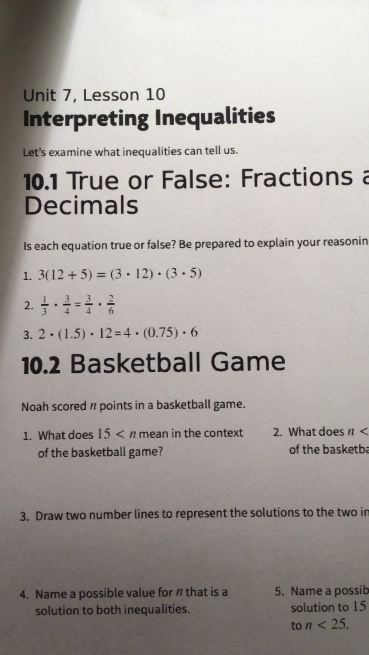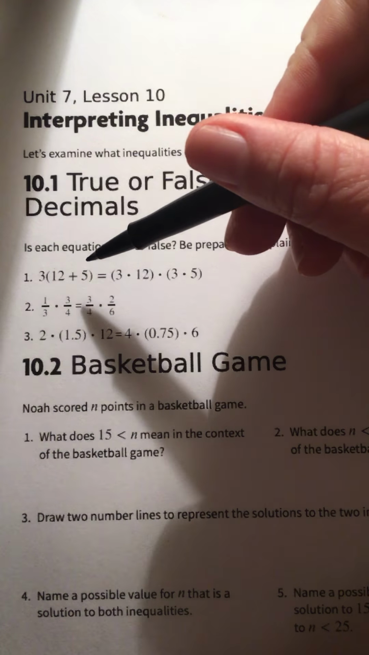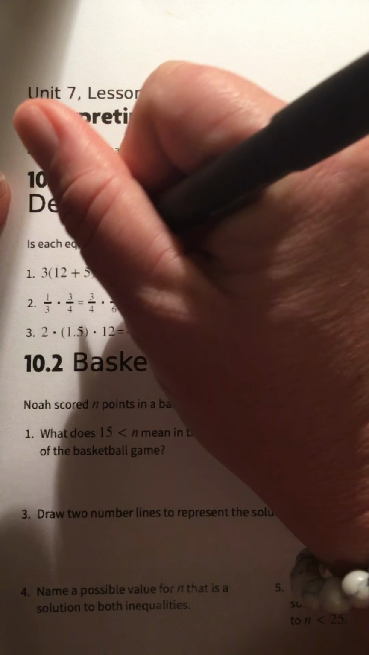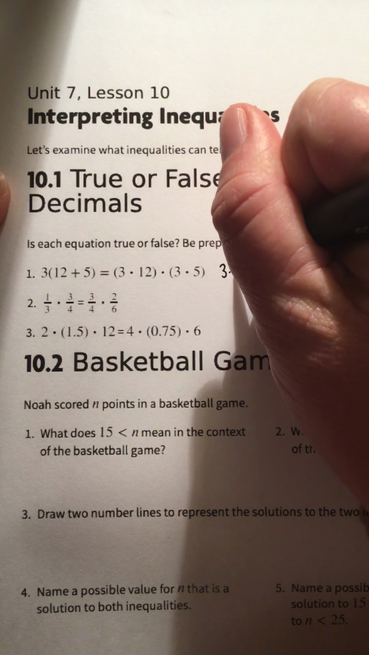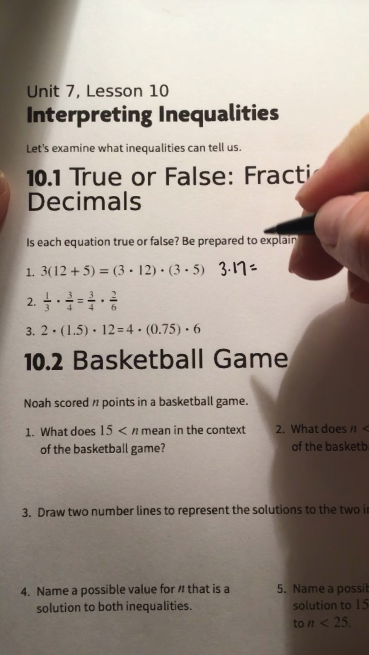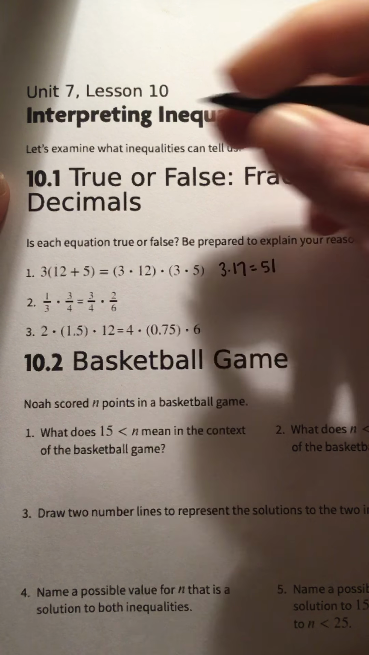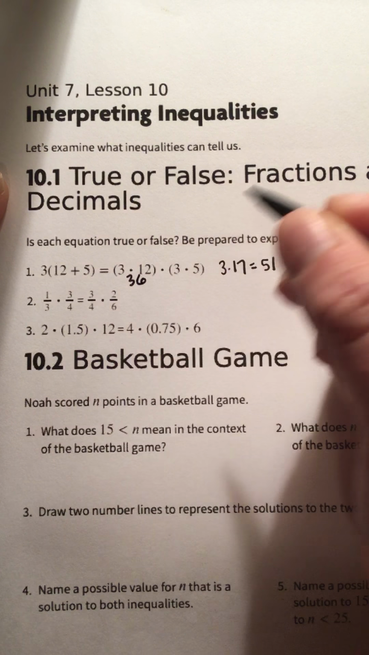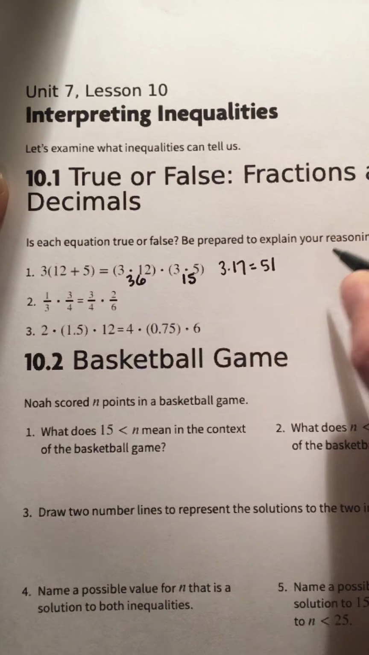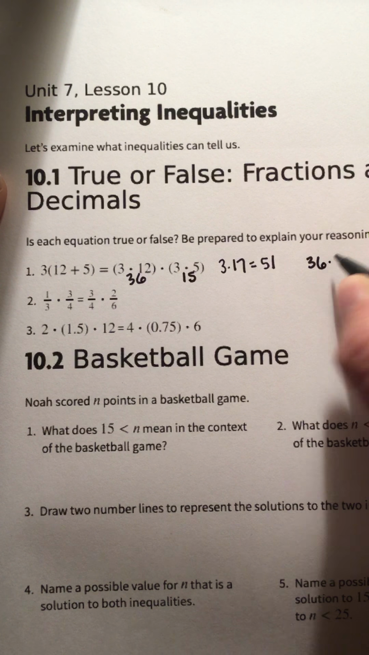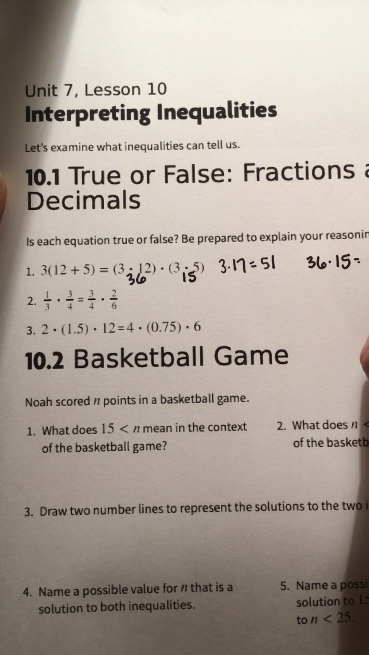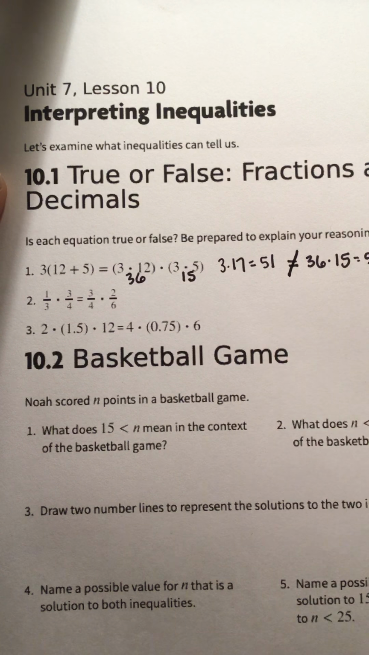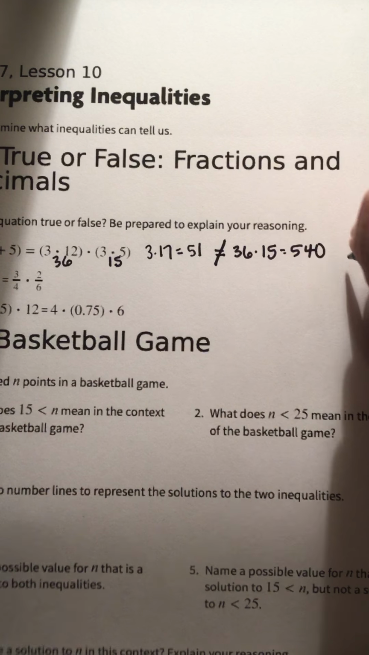Okay, so for the first one, you have to do order of operations. So you would do 12 plus 5, which would give you 17, and then 3 times 17, which will give you 51. This one is 3 times 12, so 3 times 12 is going to be 36, and then 3 times 5 is 15. So then you have to multiply 36 times 15, and that gives you 540. So do these two equal each other? No.